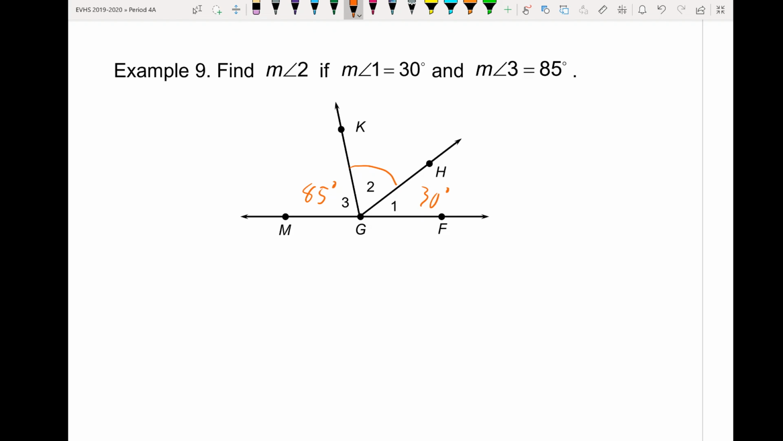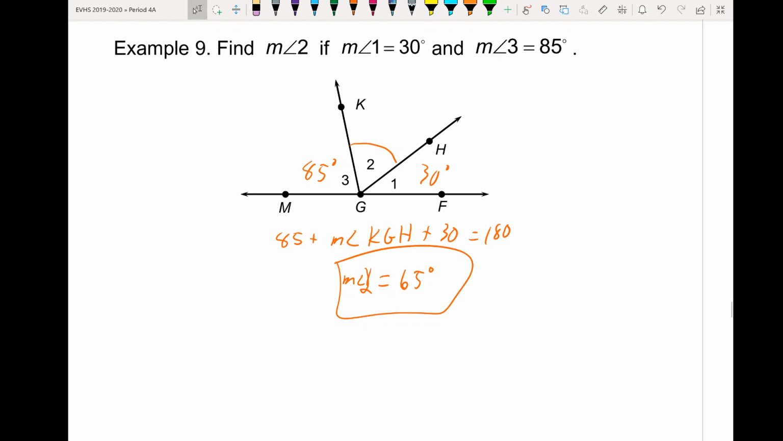Technically, what we're going to do here is 85 plus the measure of angle 2 plus 30 equals 180, which, yes, just means subtract them from 180. I'll name it easier: measure of angle 2. 85 plus 30 is 115. 180 minus 115 is 65 degrees. I should have just said angle 2 for that one.